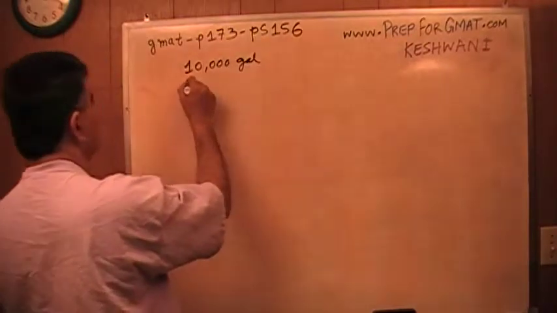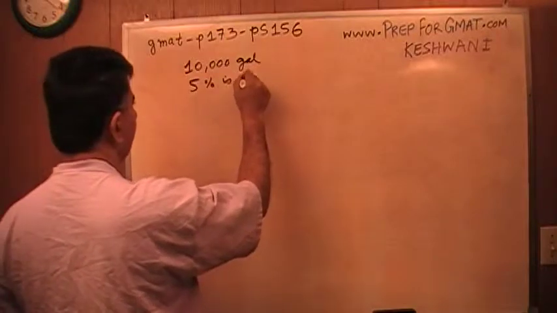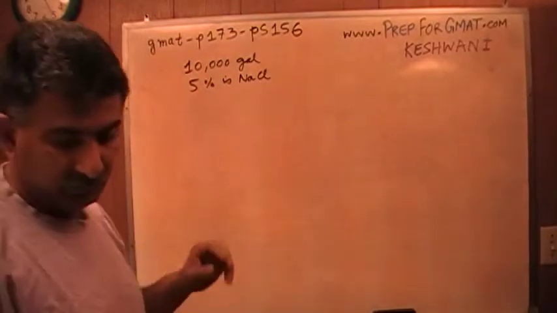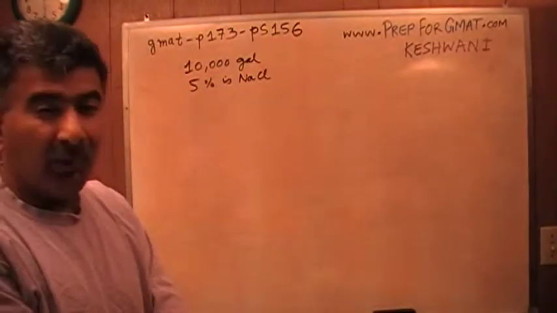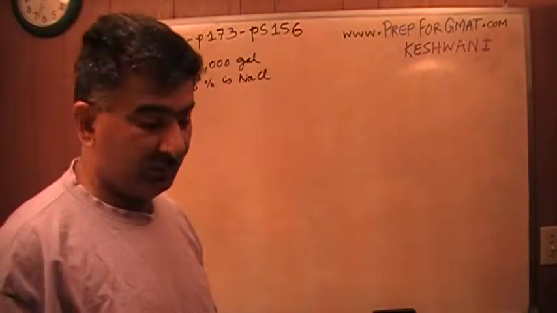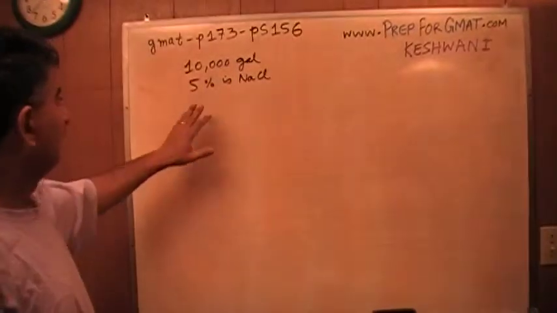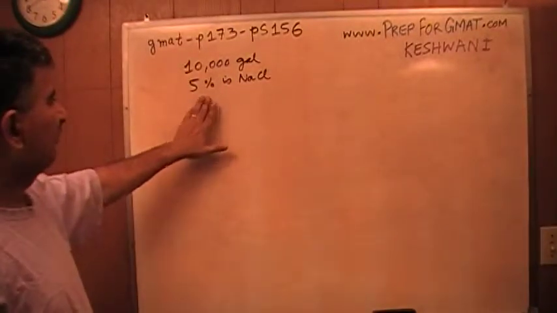of which 5% is sodium chloride. I hope I remember sodium is Na. I don't know chloride. I'm going by my memory of the chemistry that I learned more than 30 years ago as a schoolboy, many moons ago. Anyway, I hope this is right. It doesn't really matter. Just write down sodium chloride. So 5% is sodium chloride.